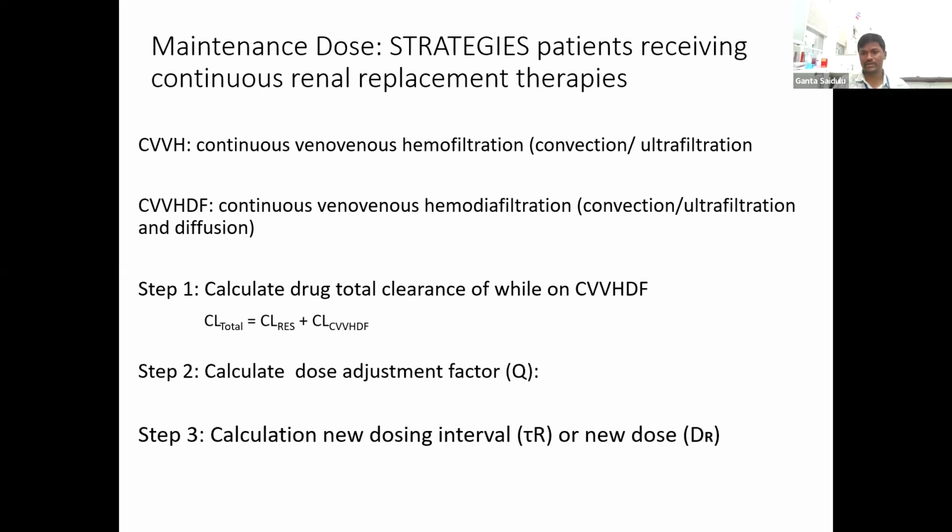Then we come to the CRRT dosing. There are two types commonly used in CRRT: CVVH, continuous venovenous hemofiltration, where we use convection and ultrafiltration, and CVVHDF, which uses convection, ultrafiltration, and diffusion. These are the principles we use in the CRRT procedure.